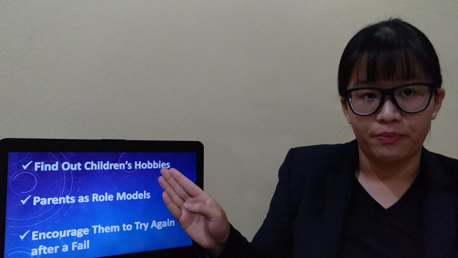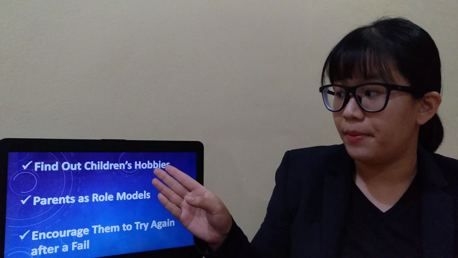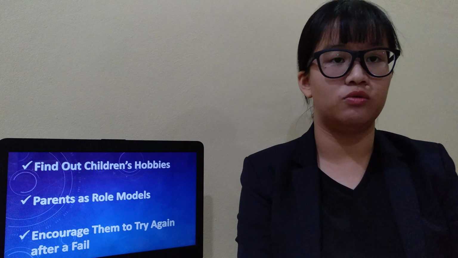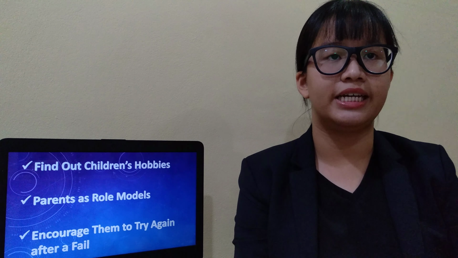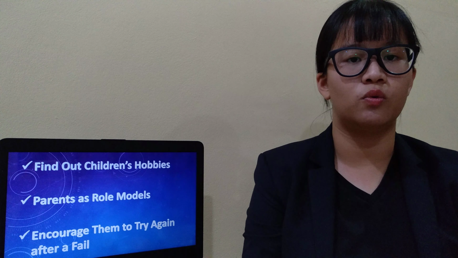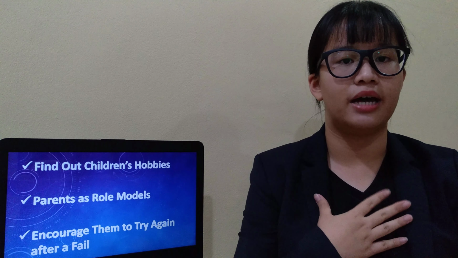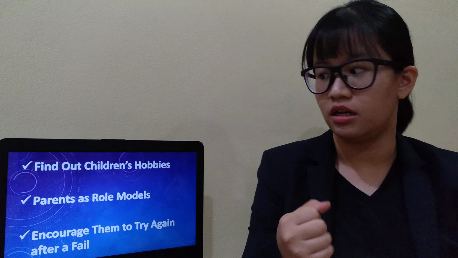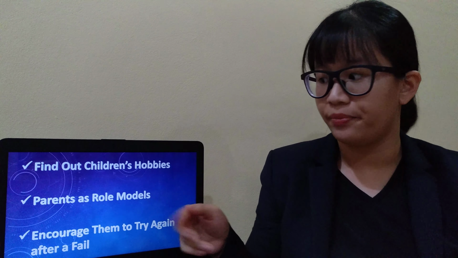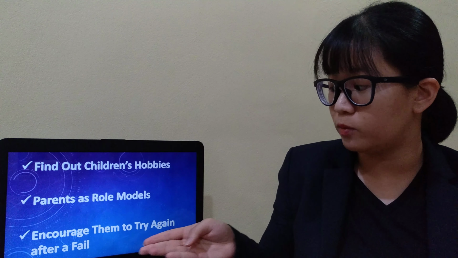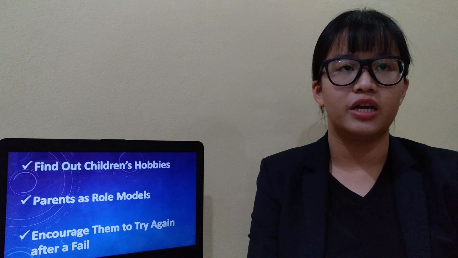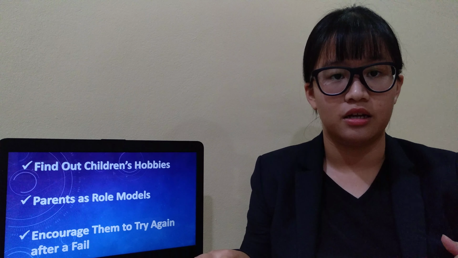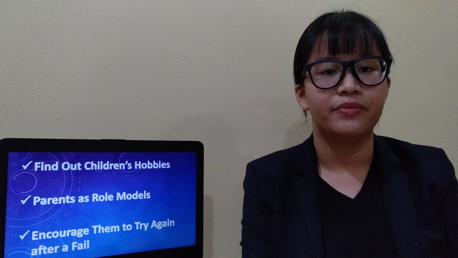Finding out the child's hobbies is number one, about conversation. Number two is parents as role models. If we want our children to have a reading hobby, we need to make a time arrangement for reading time so that we can influence our child on reading, the same as other activities. Number three is to encourage them to try again after a failure. If the child fails easily, we need to encourage them. Okay, so this is all for my presentation on the behavior of Down syndrome children.